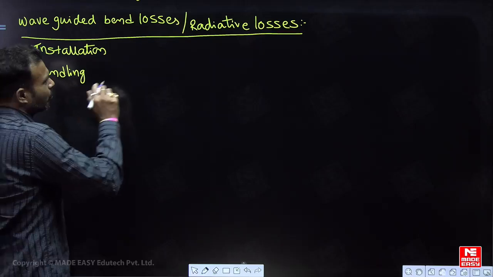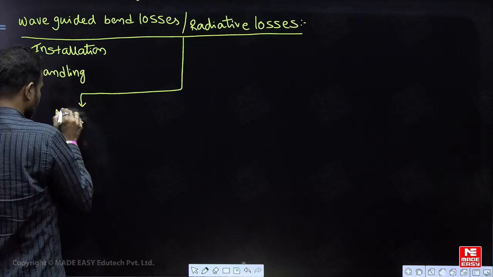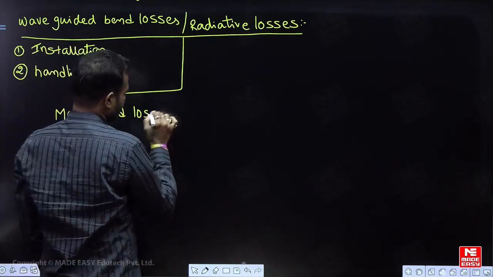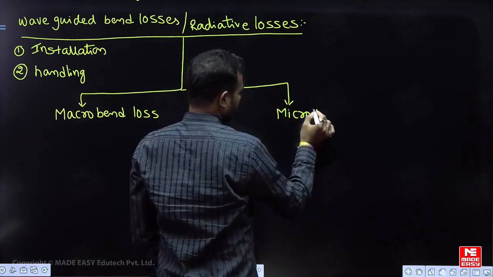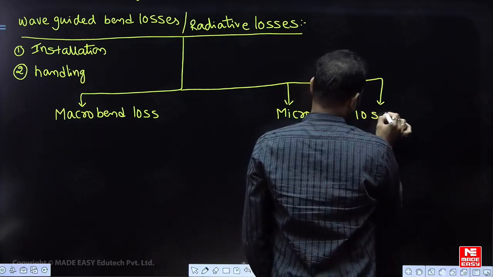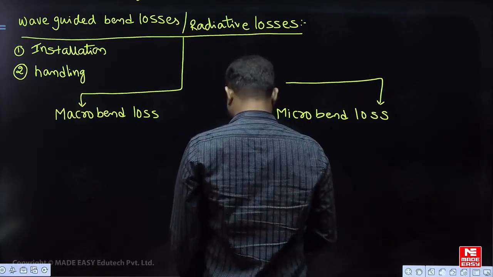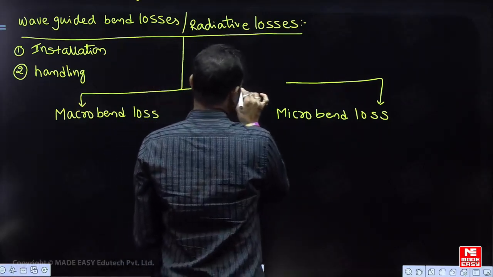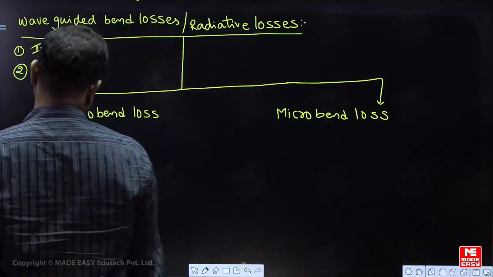So, waveguide bend losses are of two types. First one is called macro bend loss. Second one is called micro bend loss. So, the two types of bend losses we are having.